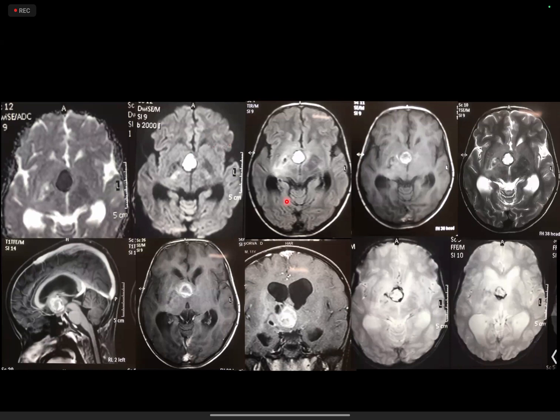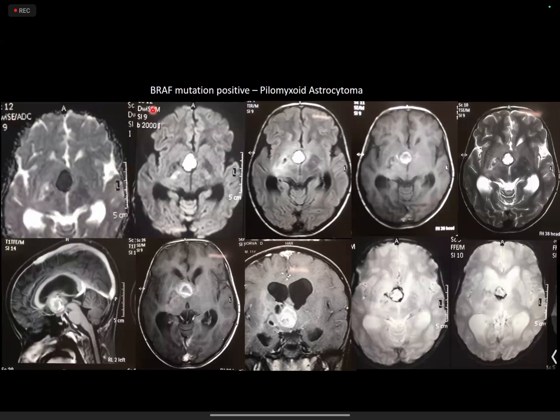So what can it be? Suprasellar mass with hemorrhage? We diagnosed it as a pilocytic astrocytoma, but it turned out to be a pilomyxoid astrocytoma. Just wanted to mention that these lesions can show hemorrhage and restricted diffusion. And this was a BRAF mutation positive patient.